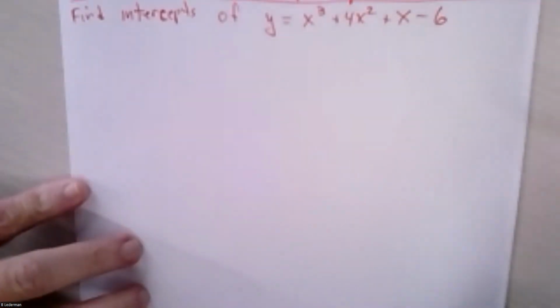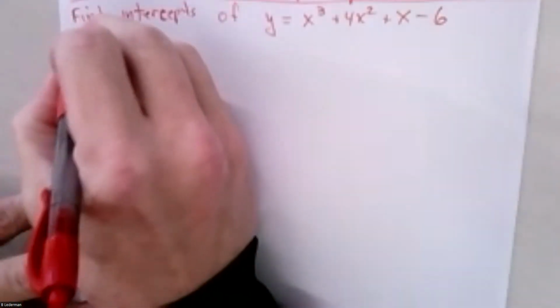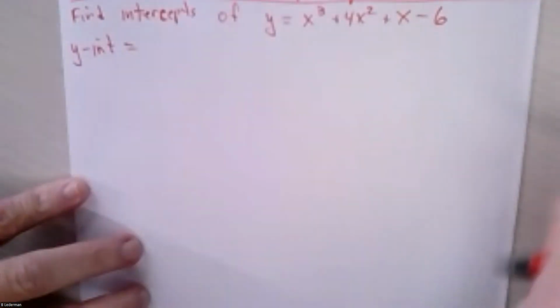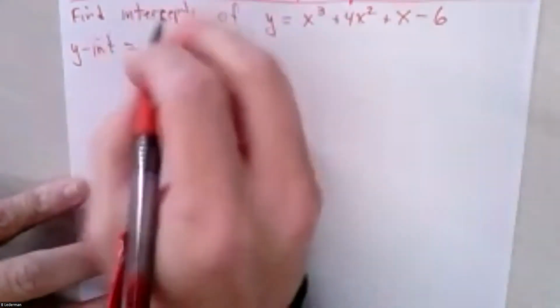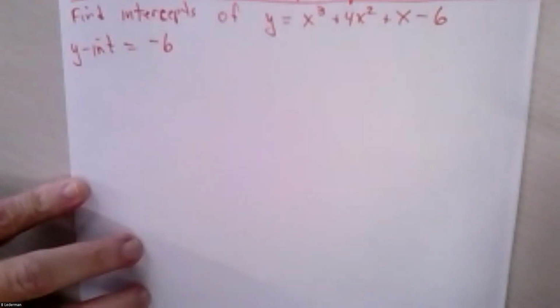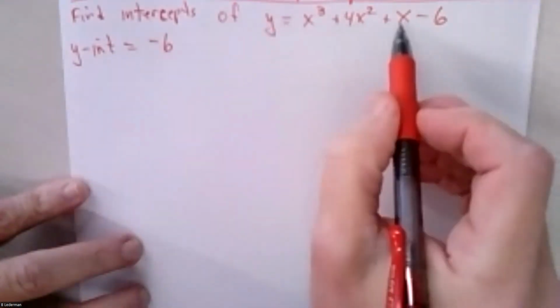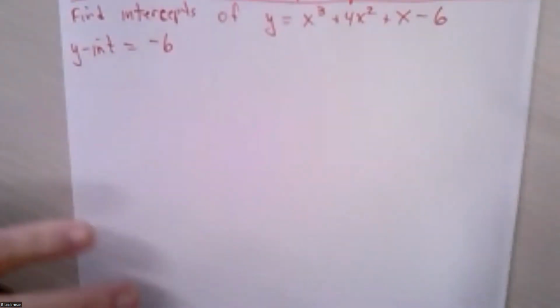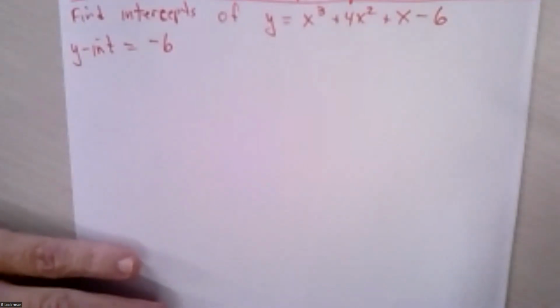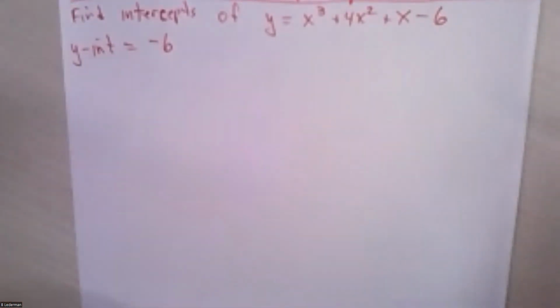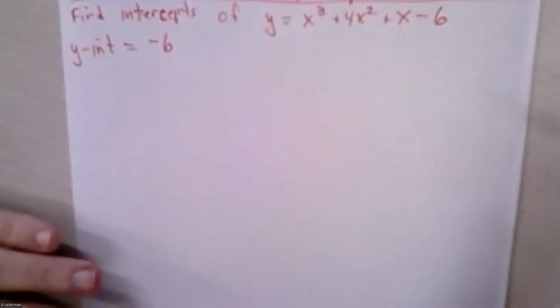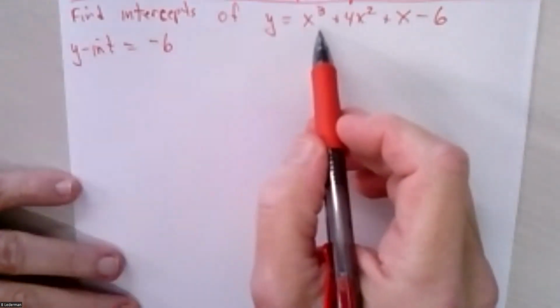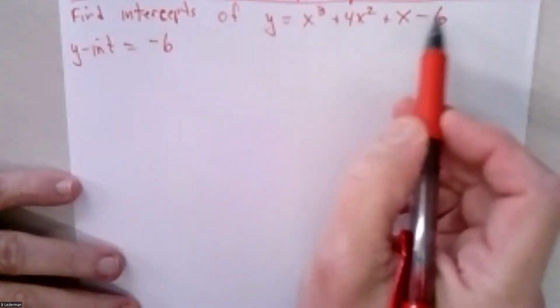Now, the y-intercept is very simple. For the y-intercept, it's just going to be that last number right there, minus 6. And the reason is because if I plug in x equals 0, everything else disappears. I'm just left with that minus 6. By the way, the famous y equals mx plus b, where b is the y-intercept, that's the same concept. In fact, that's just a simple example of this general principle that to get the y-intercept, you just look at that last constant term.